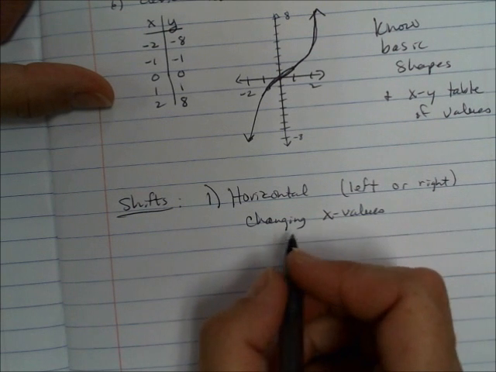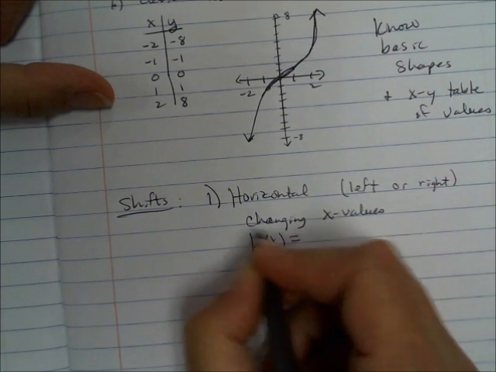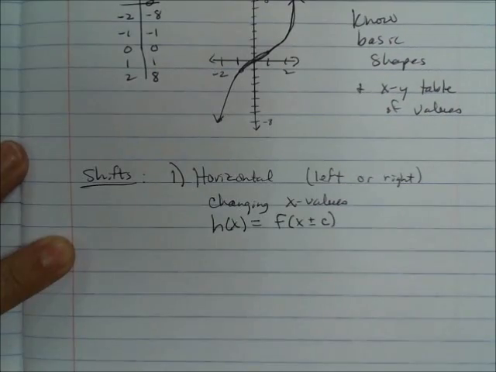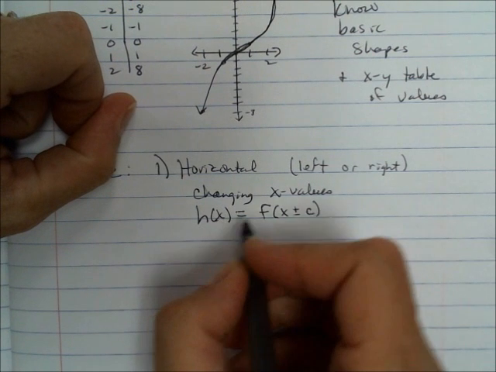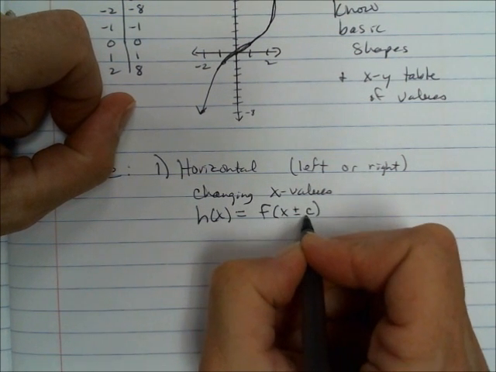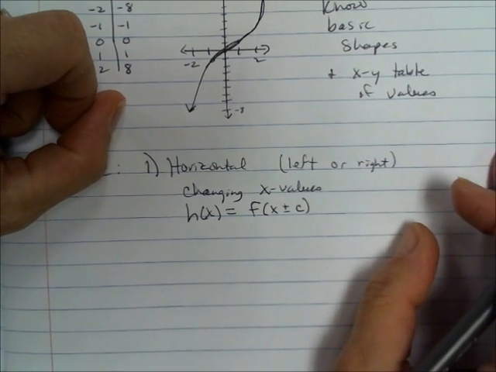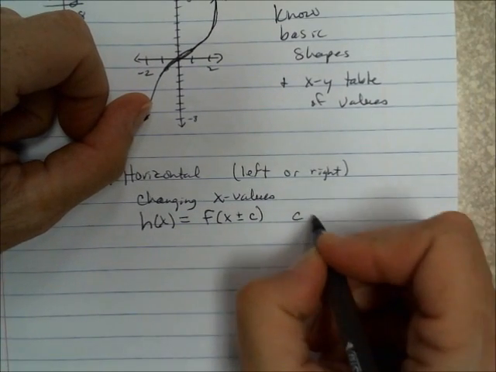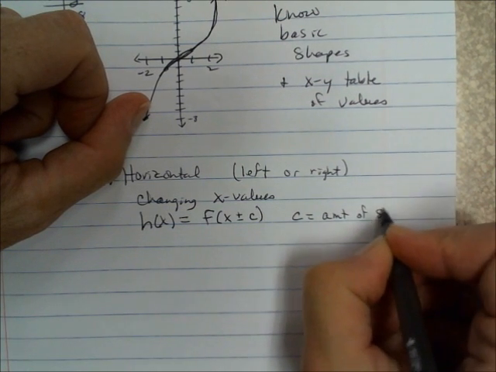So if we want to shift something to the left or right, if you remember from Algebra 2 last year, I'm going to call this new function h of x, and h of x is actually f of x plus or minus c. C is a constant. C is how much we are shifting this function left or right. C is the amount of the shift.